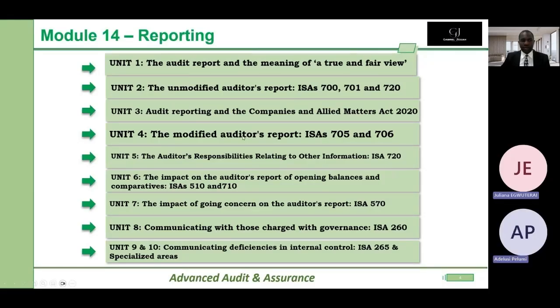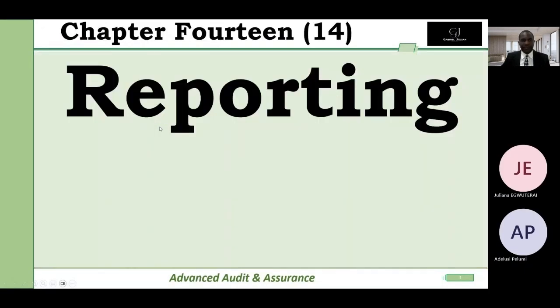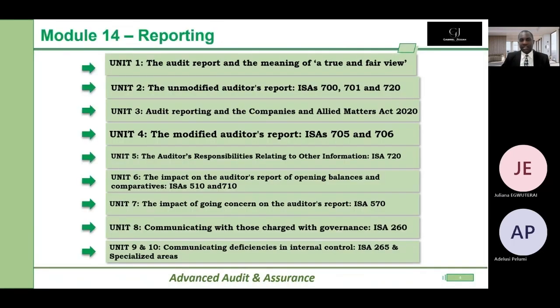All right. So we have a long chapter 14, and this carries a substantial part of your exams because it has about 10 units. So we have the audit report and the meaning of a true and fair view. Then we have the modified auditor's report based on ISA 700, 701, and 720. Then we have audit reporting and KAM. We have the modified auditor's report, ISA 705, 706.